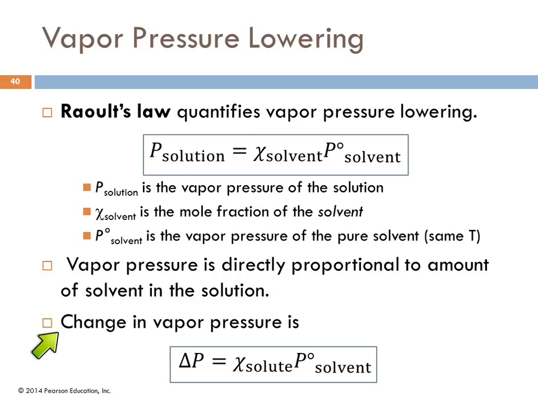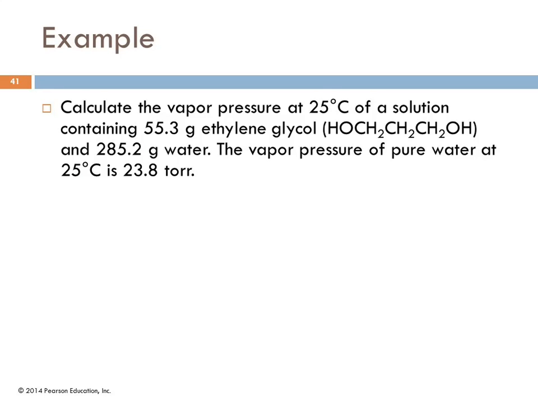If we look at the change in vapor pressure, oh yeah, I was looking at these and I couldn't see the difference. Like, why are they just the same? No, they're not. This is chi solute times the vapor pressure of the pure solvent, so that gives you the change in vapor pressure. This gives us the actual vapor pressure of the solvent in the solution. We could derive that, but I don't think we're that interested in it.